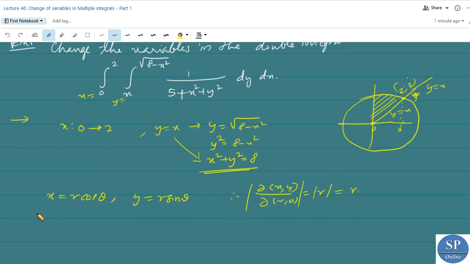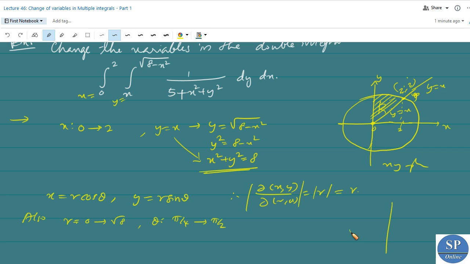Here the corresponding variations will be r varies from 0 to square root of 8, and theta varies, since the line is y equal to x, from pi by 4 to pi by 2. So r varies from 0 to root 8, and theta varies from pi by 4 to pi by 2. This region R is in the xy plane, with x axis and y axis.